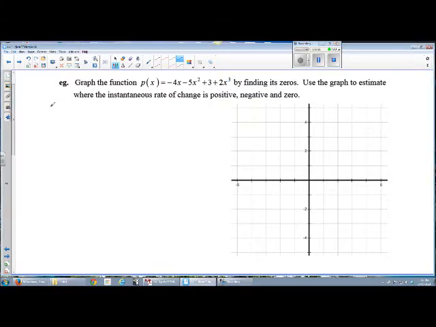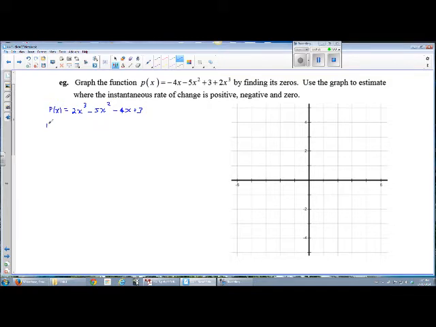And I'm just going to write it in a more familiar form. So I'm going to write it as 2x cubed minus 5x squared minus 4x plus 3. Now, the only way I know how to find zeros with a cubic is by, well, I guess I could graph it, but I'm going to use the factor theorem in this case.